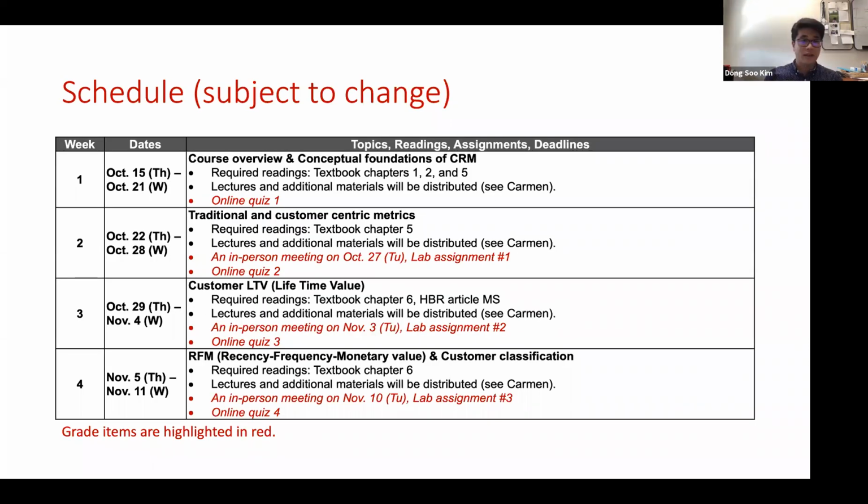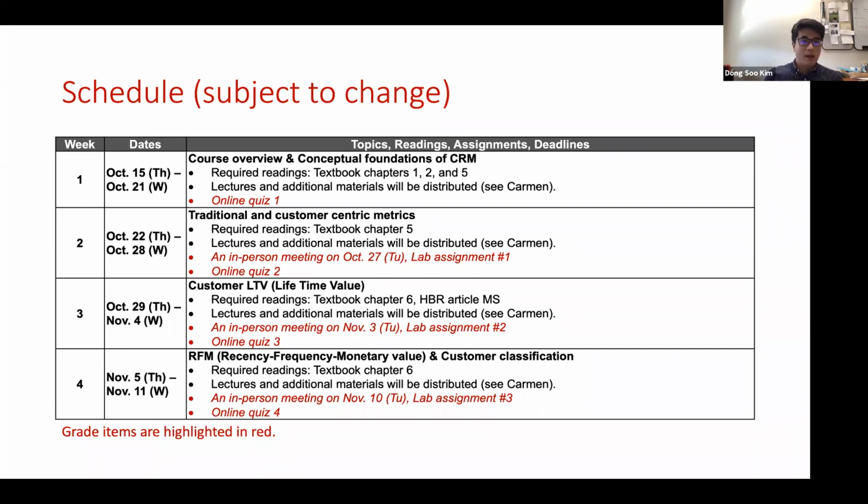In this slide and the next slide, I'm talking about the course schedule. This is a half semester course, so we have 7 weeks in total. In the first week, I will introduce CRM and conceptual foundations. You will read the textbook, watch my lecture video, and read or watch additional materials. Then you will take an online quiz, and all lecture video and additional materials will be available on the Carmen website.